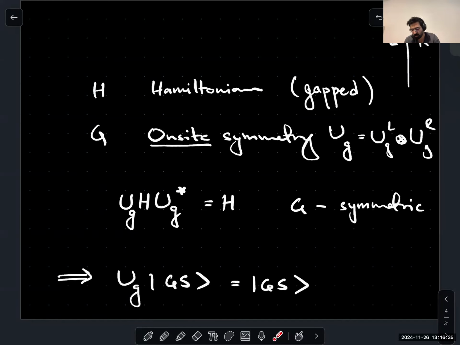Yes, I think this is only implied when the ground state is unique. But if there is a manifold of ground states, then indeed you would probably need also the fact that the ground state itself is invariant. Thanks for the question.